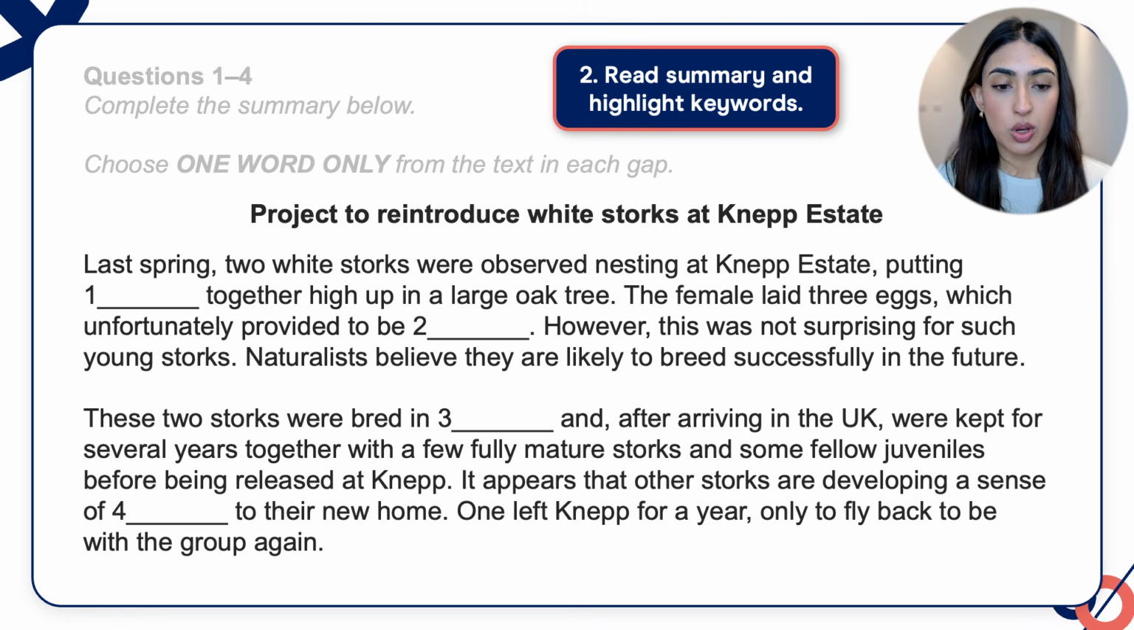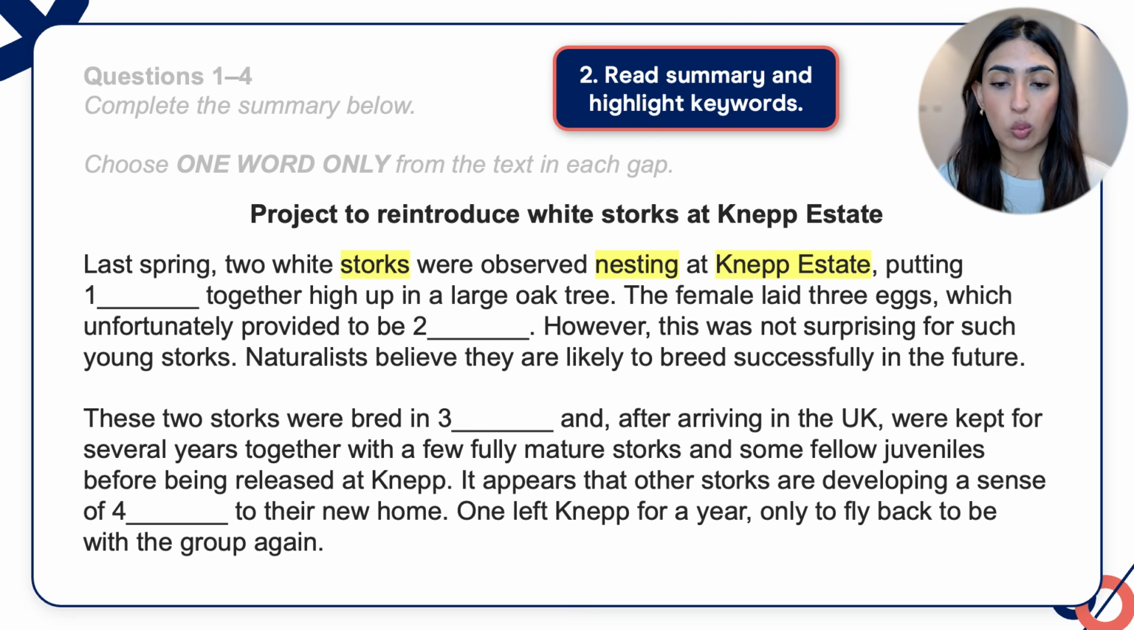In step 2, we need to read the summary and highlight keywords. What could the keywords be? First, let's read the sentences. Last spring, 2 white storks were observed nesting at Knepp Estate, putting blank together high up in a large oak tree. Okay, in this sentence, the word storks, the verb nesting, and the location Knepp Estate seem important.